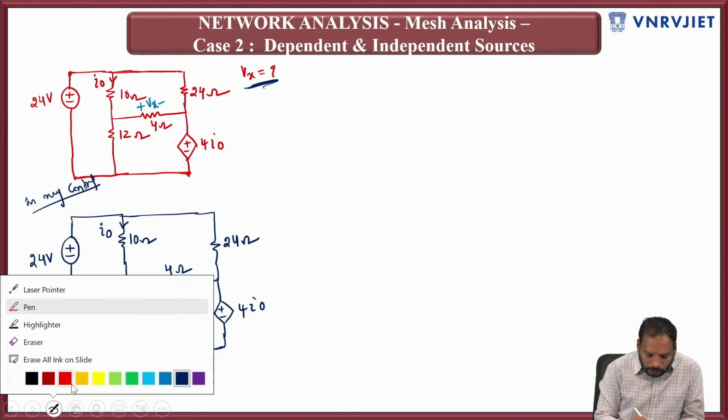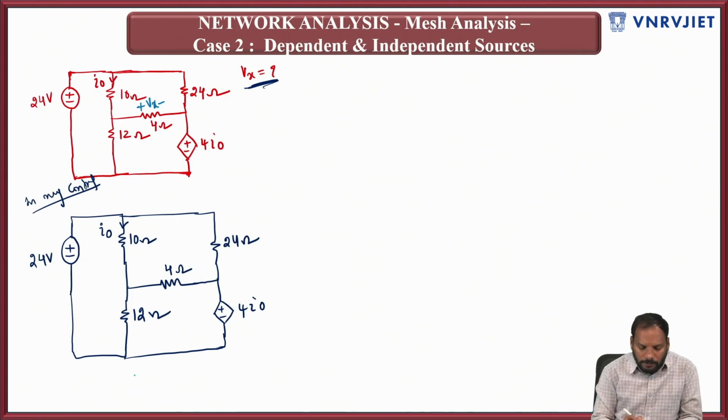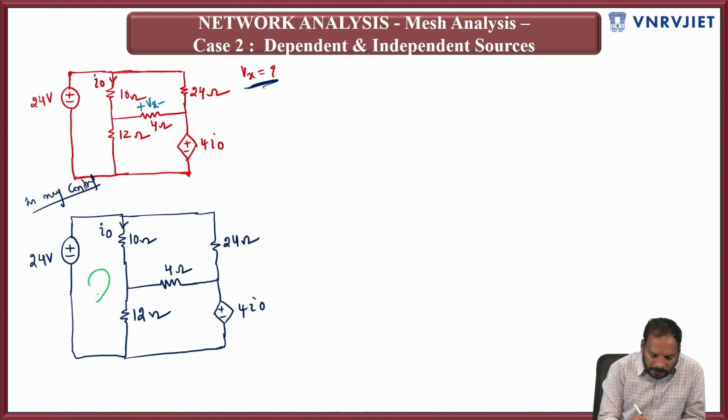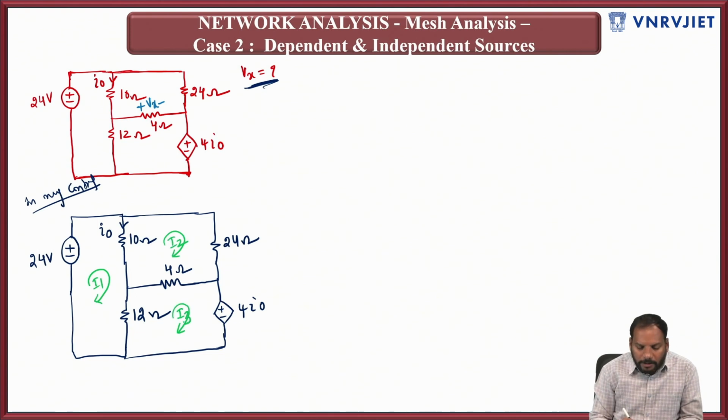Going ahead, try to identify the number of meshes, following the procedure of analysis. There are 3 meshes now. Consider the currents as I1, I2, I3, all of them clockwise. Once you fix the currents, walk in the loops. If the current is with you, take it as positive. If the current is opposite to you, take it as negative, and write the KVLs.